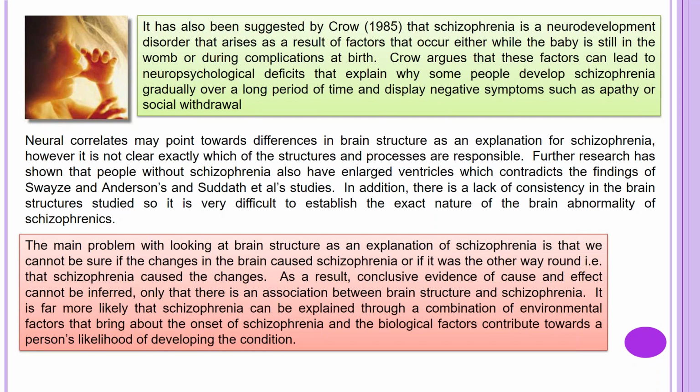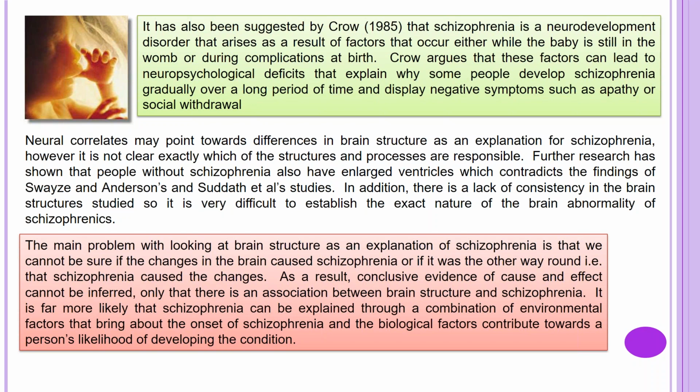Further research has shown that people without schizophrenia also have enlarged ventricles, which contradicts the findings of Schwarze and Anderson's and Sudath's studies. In addition, there is a lack of consistency in the brain structures studied, so it is very difficult to establish the exact nature of the brain abnormality of schizophrenics. The main problem with looking at brain structure as an explanation of schizophrenia is that we cannot be sure if the changes in the brain are causing schizophrenia, or if it was the other way round, i.e. the schizophrenia causing the changes.